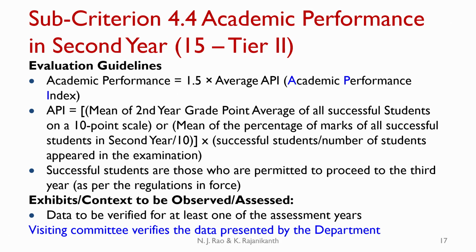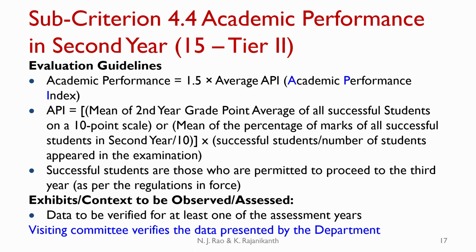So, we move on to 4.4, academic performance in second year. It is very similar to the third year one, that is, academic performance equals 1.5 into average API. It is computed in the same way, except that the successful students are those who are permitted to proceed to the third year as per the existing regulations. Okay. And you multiply that by 1.5 and that gives you the academic performance in the second year.